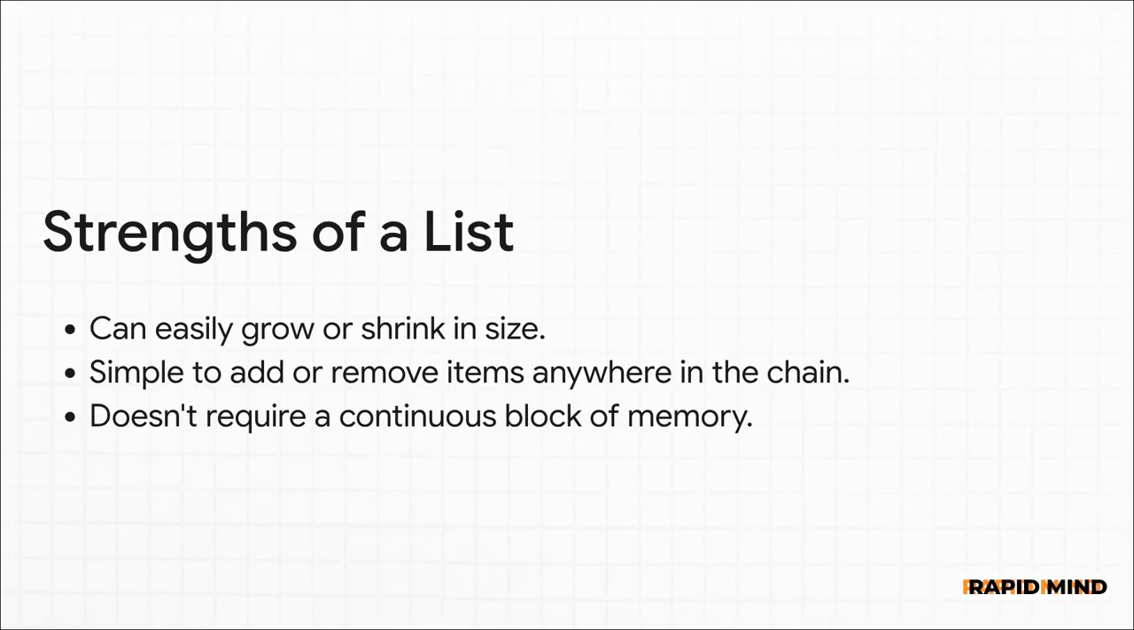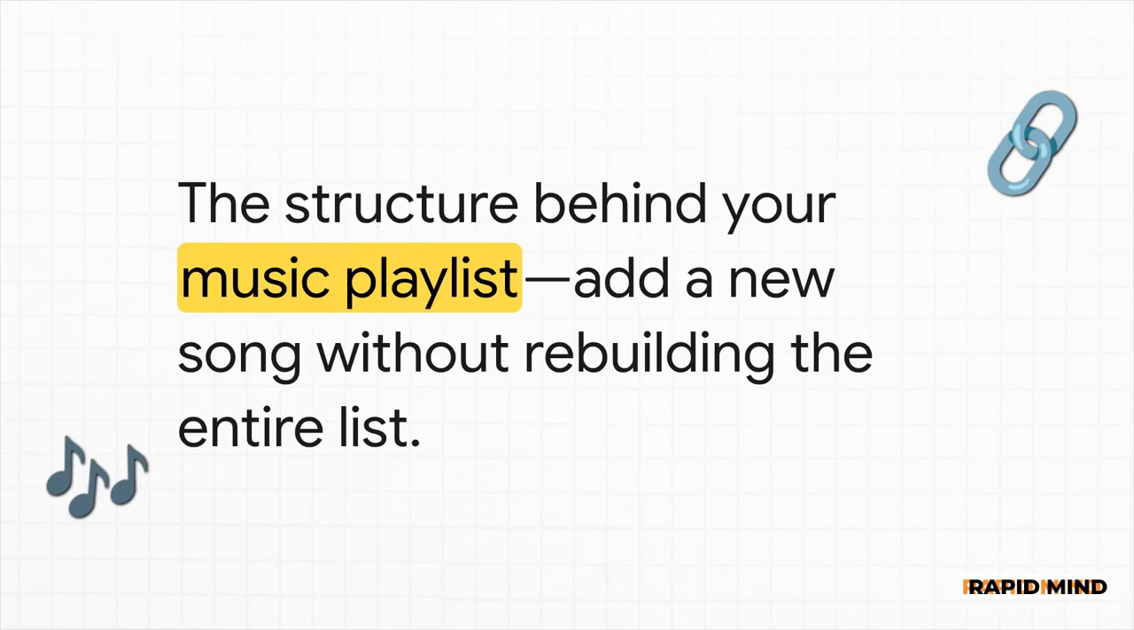And if you want to add or remove an item from the middle, no problem. You just have to adjust the clues, the pointers on either side. It's so much easier than trying to rebuild a whole egg carton just because you found one more egg. This is exactly how your music playlist works. You can just drag and drop a new song right into the middle of your favorite tracks. All the app has to do is adjust the pointers of the songs before and after it to splice that new one into the chain. Trying to do this with an array would be a nightmare, but for a list, that's what it was made for.